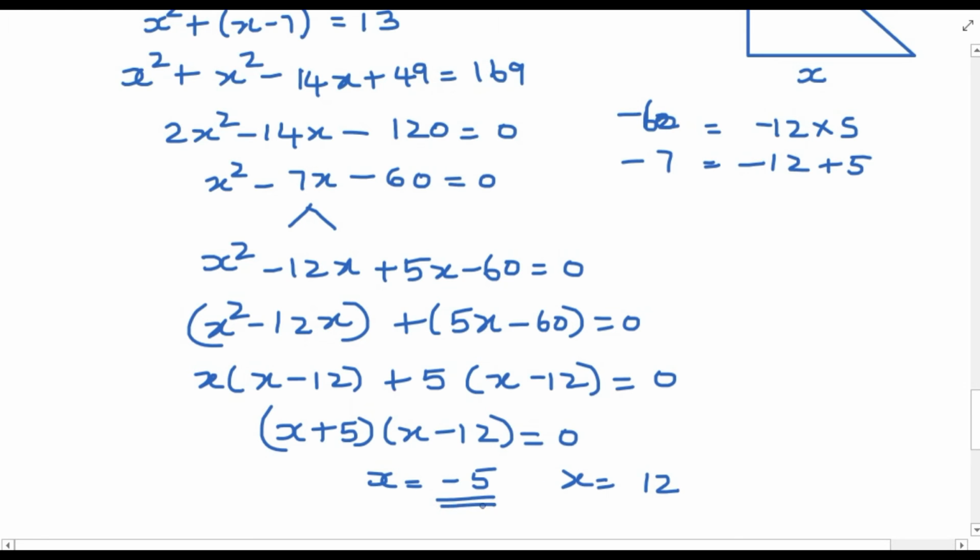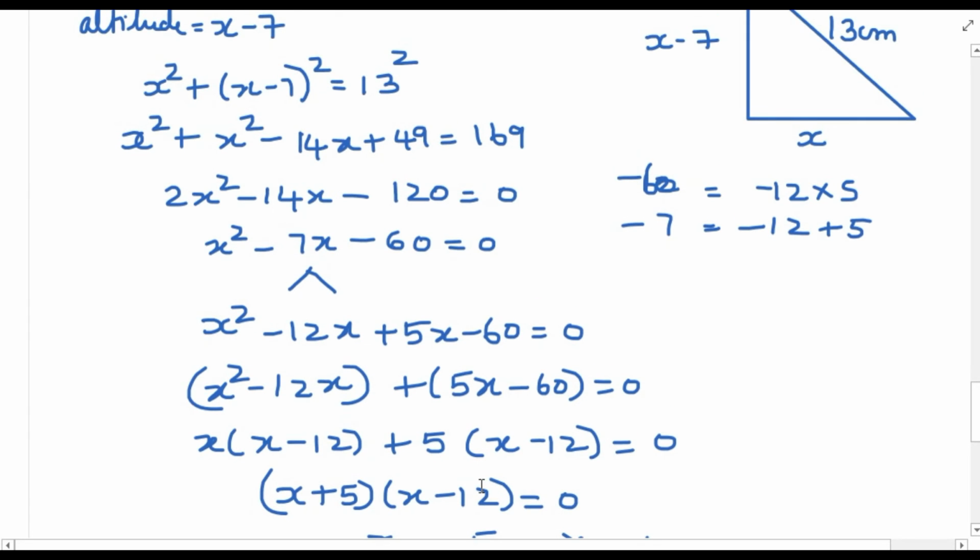This value we will reject because the length cannot be negative. So we can say that base is 12 and altitude is 12 minus 7, which is equal to 5. So base is 12 and altitude is 5 and hypotenuse is 13.